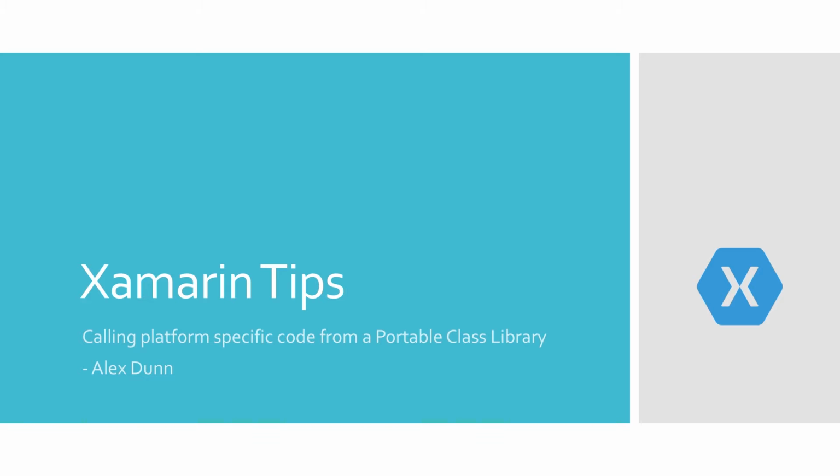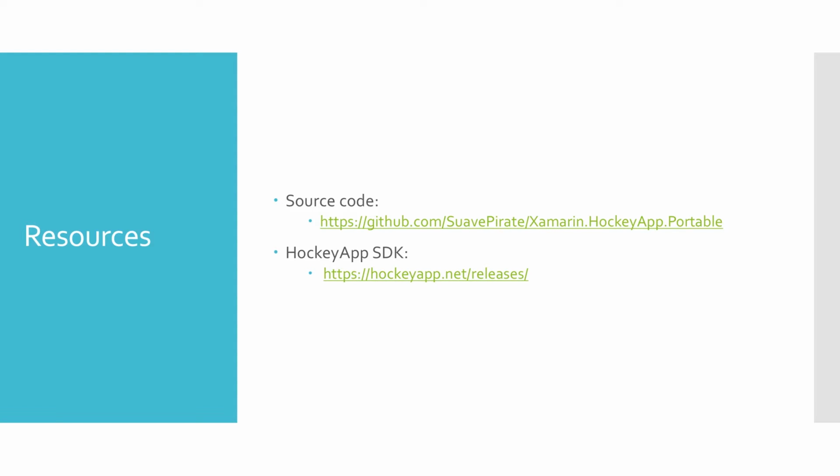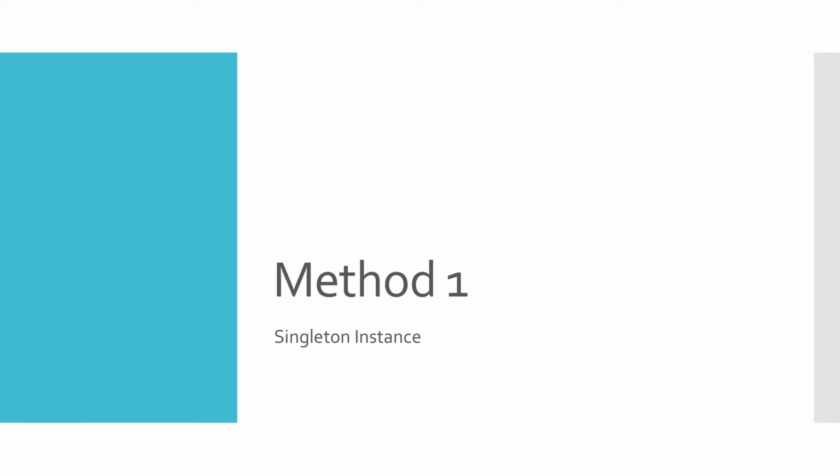We're going to look at calling platform-specific code from a portable class library. Some resources before we move over to Visual Studio. I've put the source code for this up on GitHub, and I've also linked to the HockeyApp SDK since that's the platform-specific code we're going to be implementing. So the first method we're going to look at is our Singleton instance. We're going to create a Singleton that has a reference to platform-specific code that we can call from our portable class library. So now we'll head over to Visual Studio and implement the HockeyApp SDK.